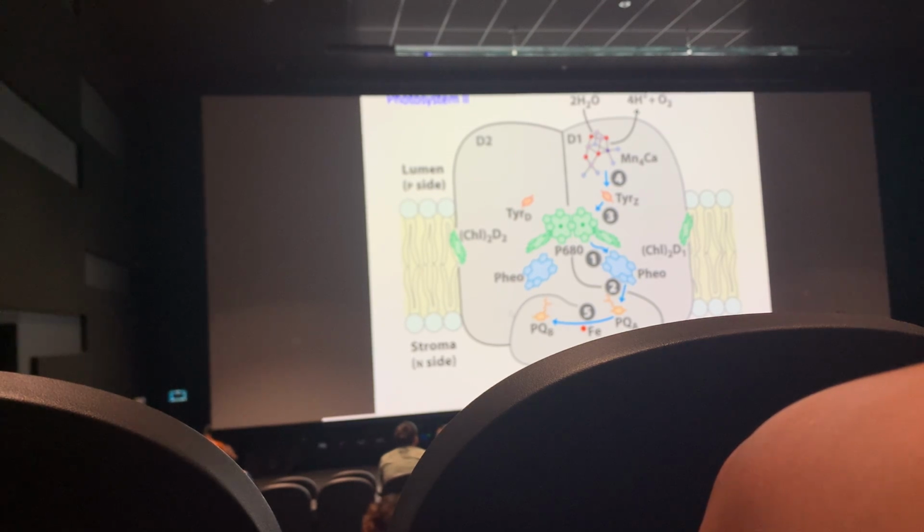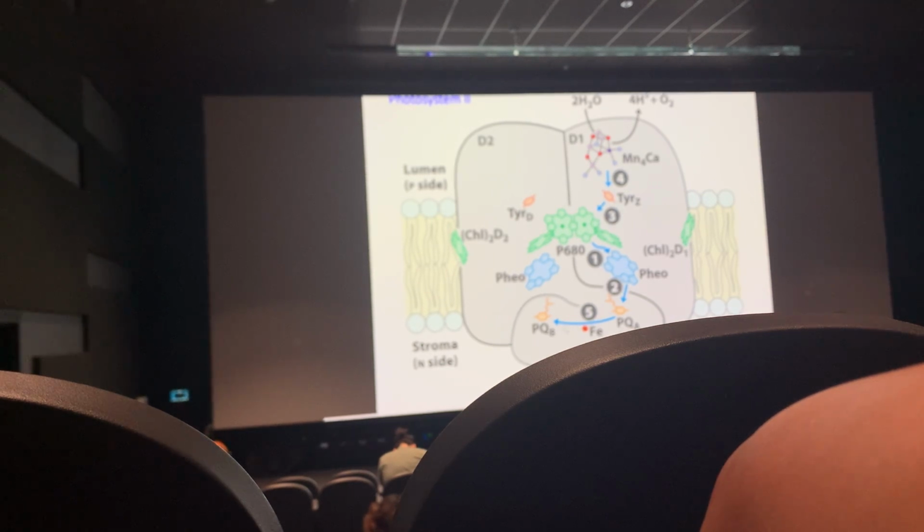It's hydrophobic. So this is 1, 2, and then 3 is actually up here, but I just wanted to finish down here what's happening to that electron. It's winding up on plastoquinone B. Meanwhile, up here, waters are the ultimate electron donor.